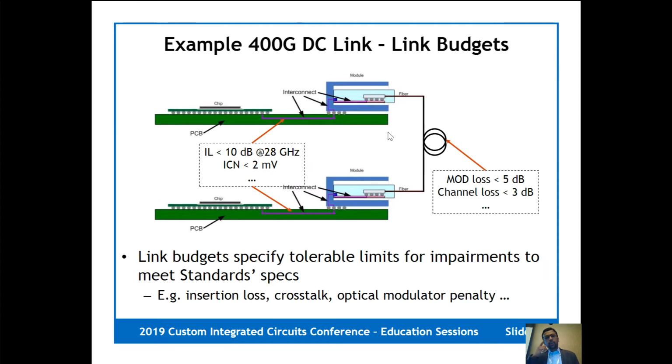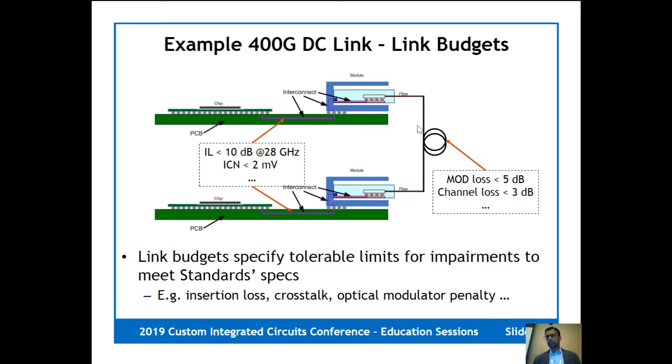So now we need to take those and divide them between different link impairments. On the electrical side, we would have insertion loss, crosstalk, and so forth. And the system designer needs to figure out, okay, how do I budget this available SNR between all these impairments? For example, less than 10 dB for insertion loss, less than 2 millivolts for integrated crosstalk noise, and so forth. So that's the link budgeting exercise that we'll talk about later.